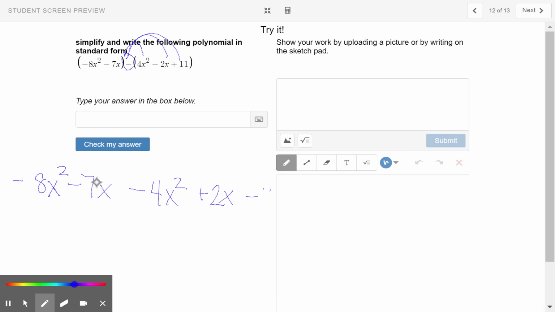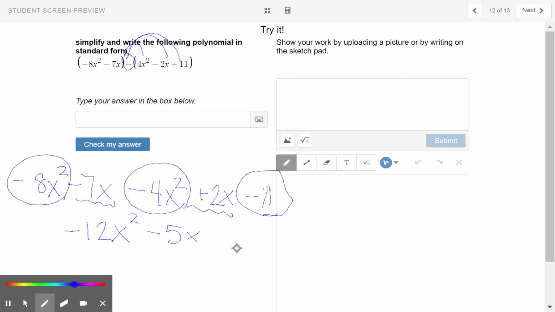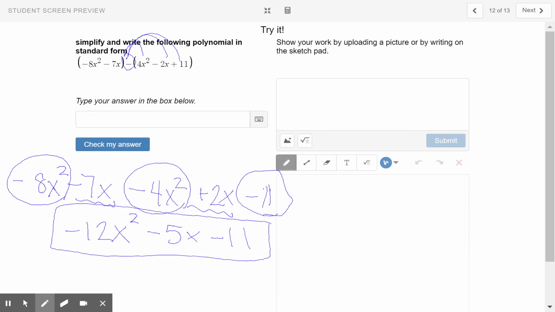And then from there, start with the highest exponent, the biggest exponent. In this case is 2. So negative 8 minus 4 is negative 12. And then drop down the x squared, because all we're doing is combining. Negative 7 plus 2 is negative 5. Drop down the x. And then there's nothing that combines with the minus 11, so just write minus 11. And then that will be your final answer. And this would be a quadratic trinomial, because quadratic degree of 2, the exponent is 2, and then there's 3 terms.